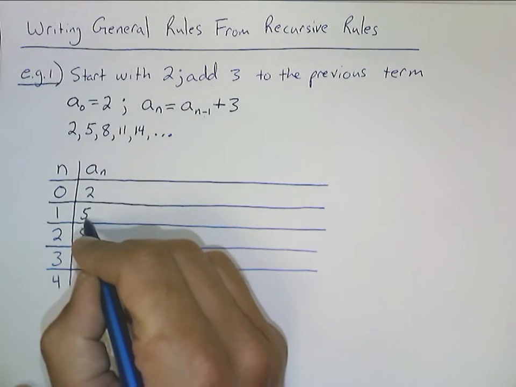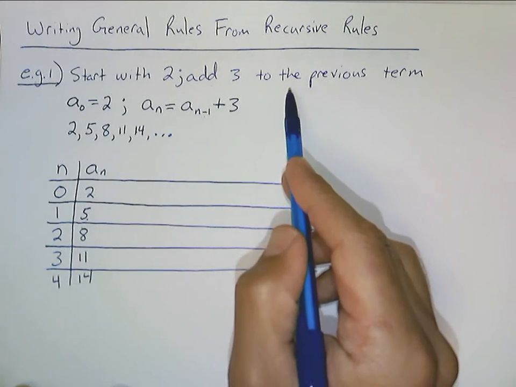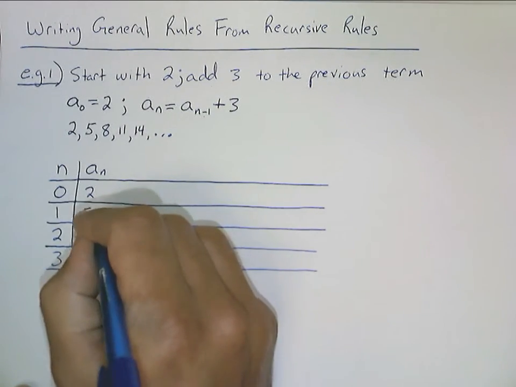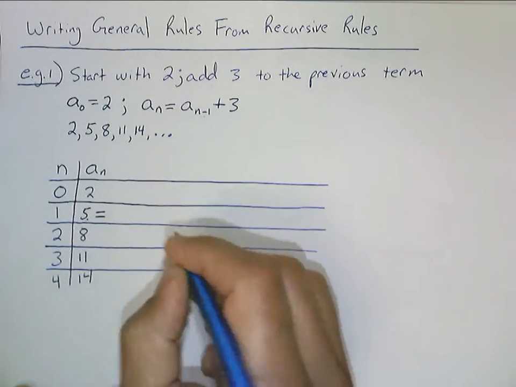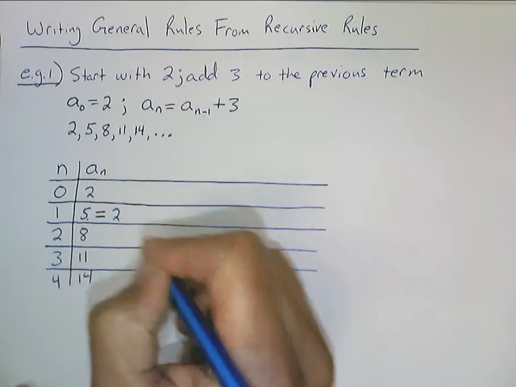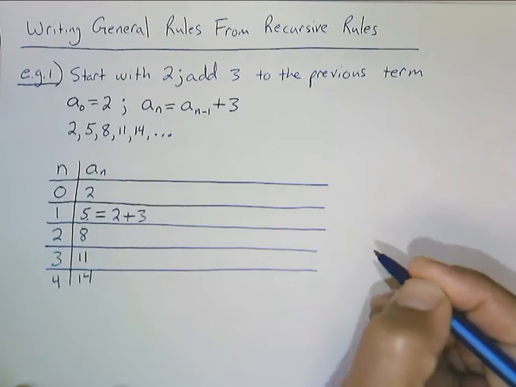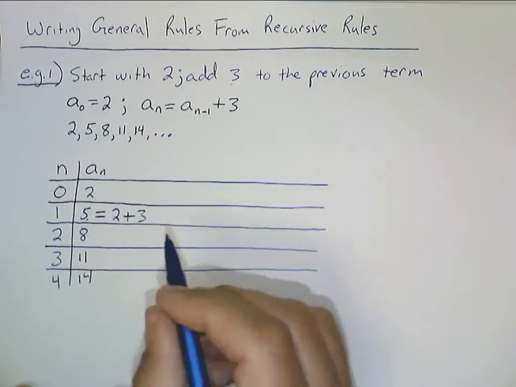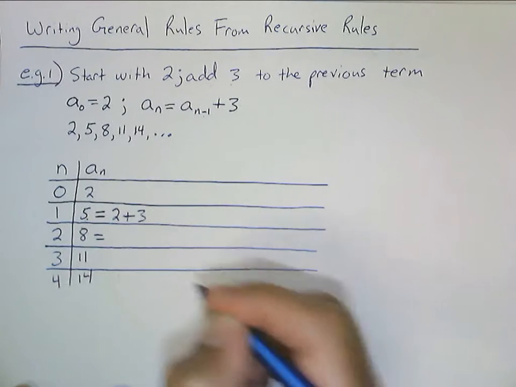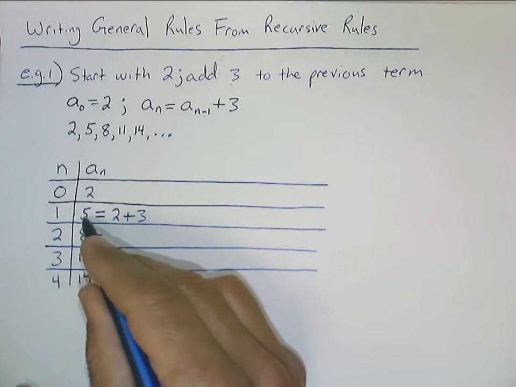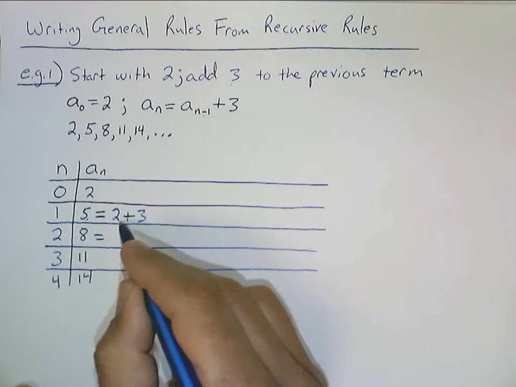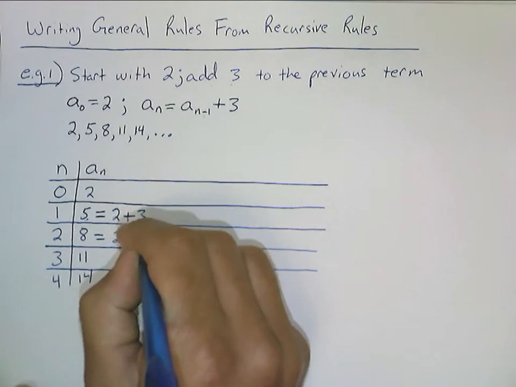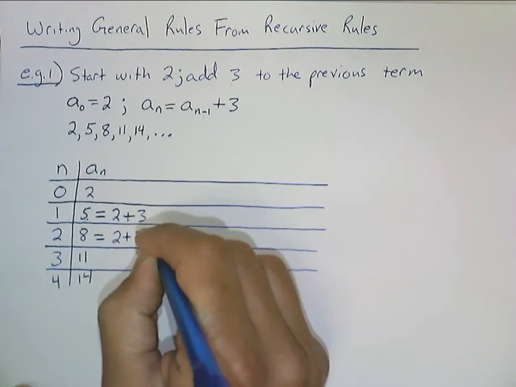So this 5, the way we got to this 5 from using the recursive rule is we just added 3 to the thing that came before it, to the 2. So instead of thinking of this 5 as 5, we want to think about it as the previous term, which was 2, plus 3. Because that's exactly how we got 5 from the previous term. We added 3 to it. Similarly, this 8. We got the 8 by adding 3 to this 5. But we're no longer thinking of the 5 as 5, we're thinking about it as 2 plus 3. So really we're taking 2 plus 3, and then we're adding another 3 to that.